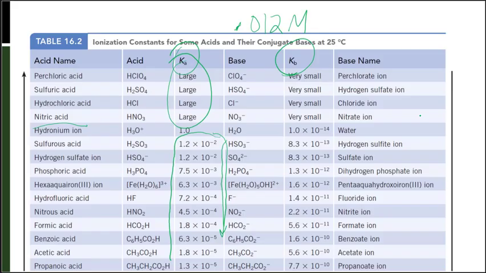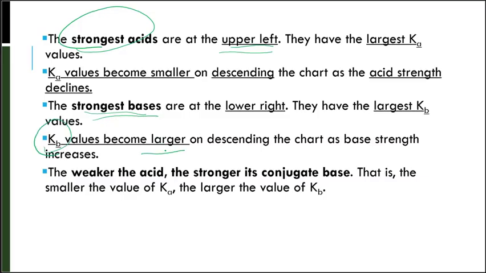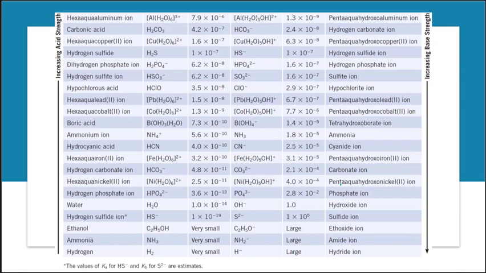If I went back, notice that my Kb values are over here. They're very small compared to my acids, which are very large, so they're flip-flopped. Those Kb values get larger when we go down. The weaker the acid, the stronger its conjugate base. So the smaller the Ka value is, the larger the value of Kb is.